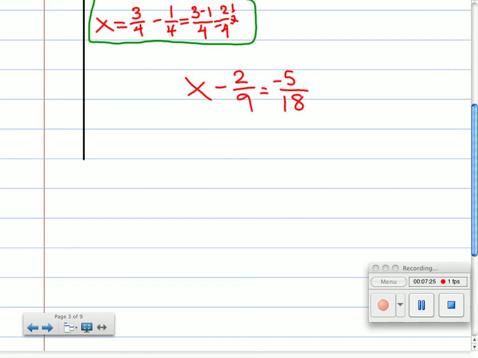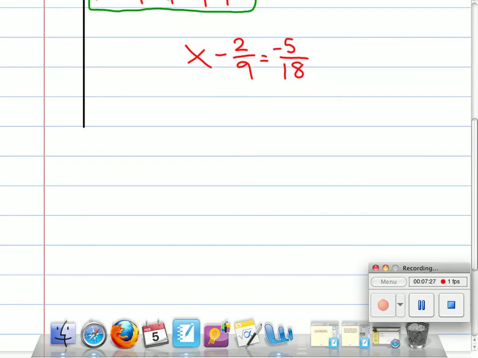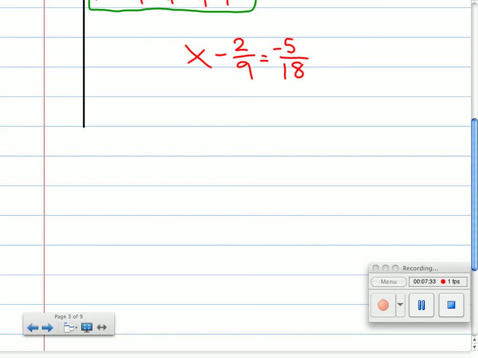All right, looking at this, I see they have different denominators. I'm going to go ahead and find the common denominator first. My common denominator is 18. 9 times 2 is 18, so 2 times 2 is 4. I'm just going to rewrite this because it looks really ugly. x minus 4 over 18 is equal to negative 5 over 18.